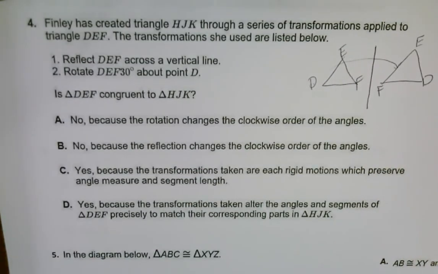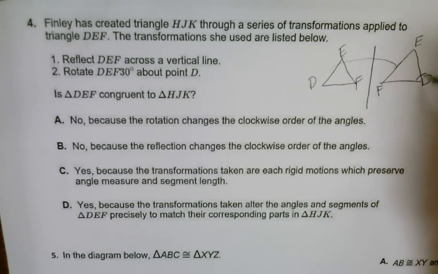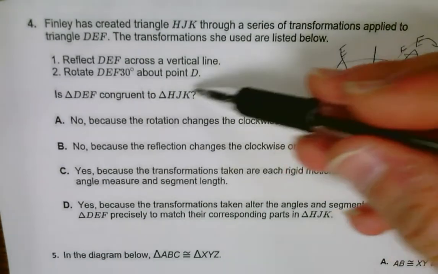And then DEF rotated 30 degrees upon point D. And it doesn't tell you which angle, which way it did. So I'm going to go like this to kind of have it look like. It's not going to be perfect. But just kind of picture this turning 30 degrees. I did it clockwise. Are these congruent?